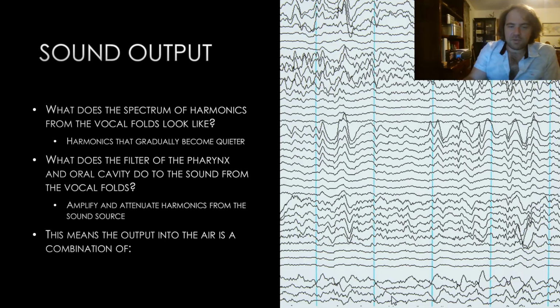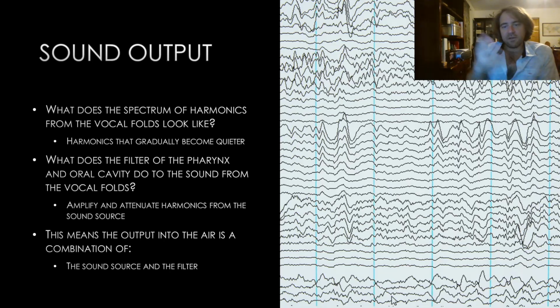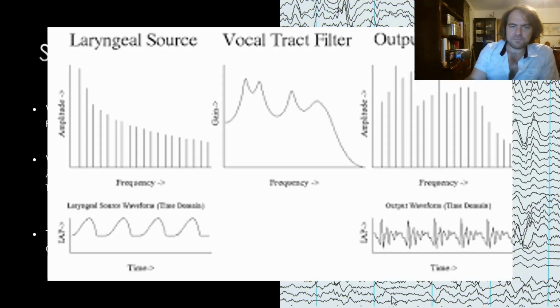This means the output into the air is a combination of what? It is the sound source and the filter. So we have the sound source that's coming out and the filter. That's mostly in the next section, so there's not a ton of that you have to focus on for this exam.